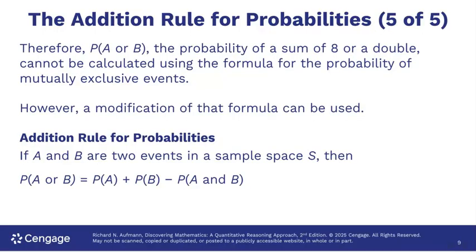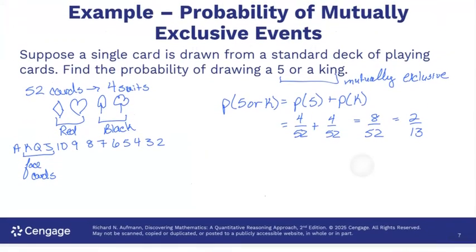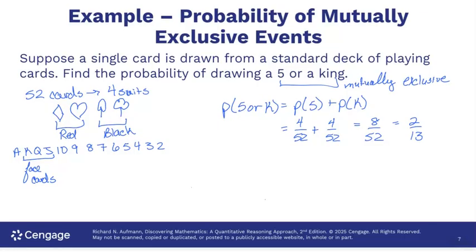Well, our rule is going to have to accommodate the probability of A and B. So the probability of A or B is going to be equal to the probability of A plus the probability of B minus the probability of A and B. So let's change our example up here. What if we want to find the probability that it is a 5 or a heart?